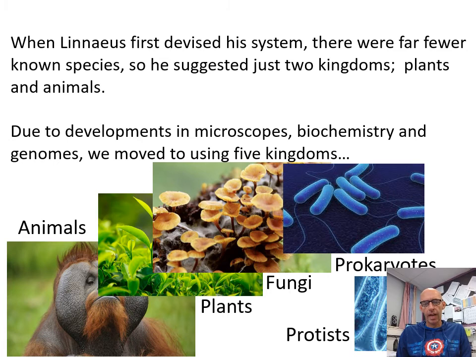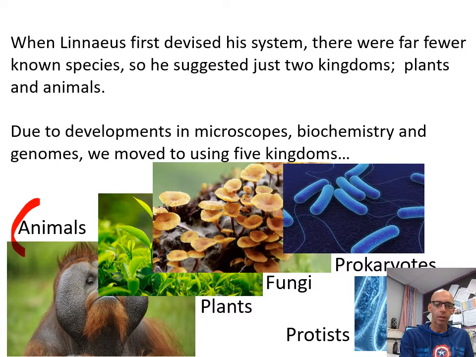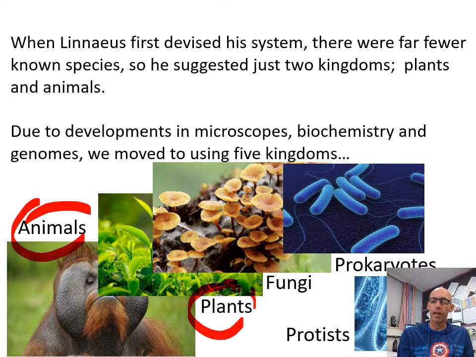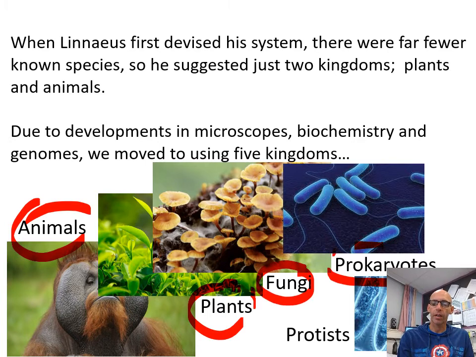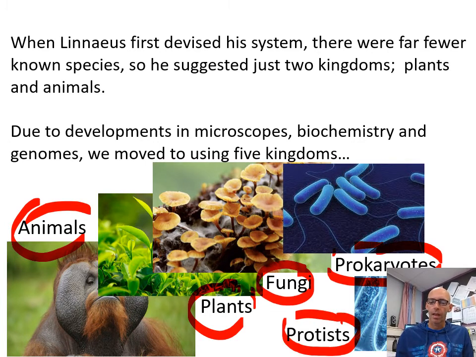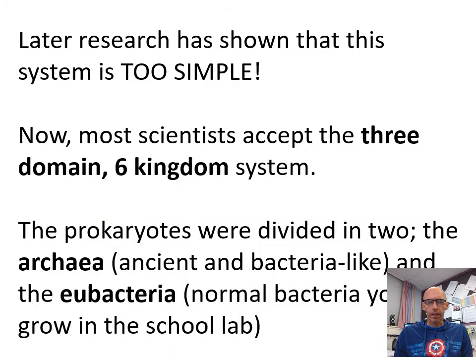Now Linnaeus had originally classified all the living organisms into animals and plants. He had fungi in with plants, and he didn't know about the existence of prokaryotes or protists because they didn't have the technology to see these microscopic creatures. So then over time it developed from 2 kingdoms. So instead of just animals and plants, so here we go, animals and plants, it then developed into fungi, prokaryotes and protists. Since then, however, it's now developed into 6 kingdoms.